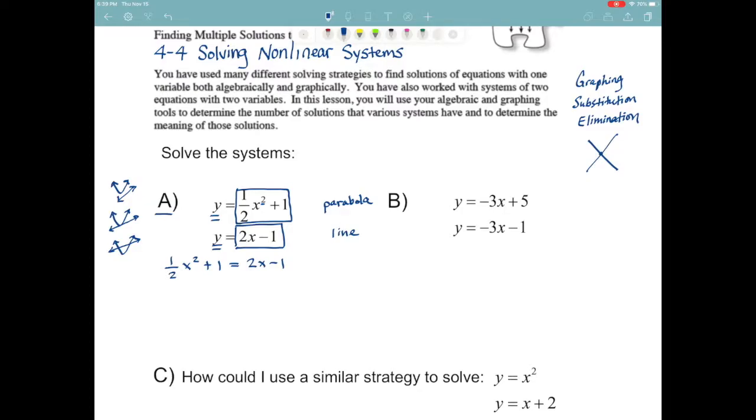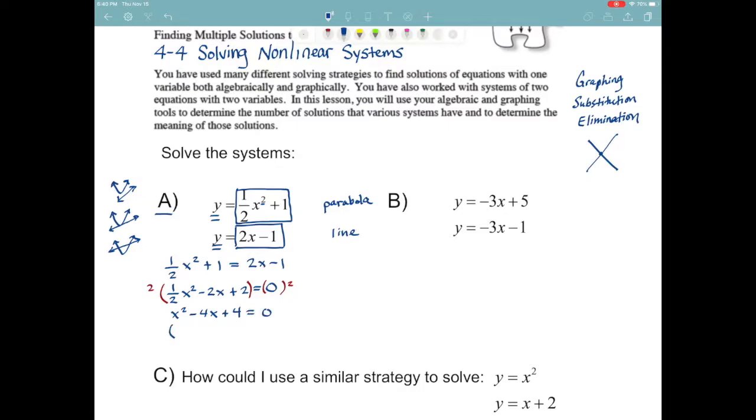Next thing we'll do to solve it, because it's quadratic, is set it equal to 0. We'll subtract our 2x and add our 1 to each side. So we should have 1/2 x squared minus 2x plus 2 equals 0. Let's get rid of that fraction. Remember, we can multiply by a number that's divisible by 2, and in this case, it'll clean it up and make it a little easier for us to factor. When we distribute that 2 through, we should end up with x squared minus 4x plus 4 equals 0.